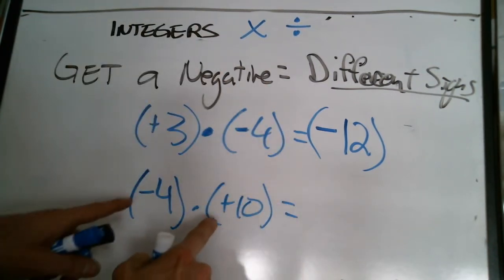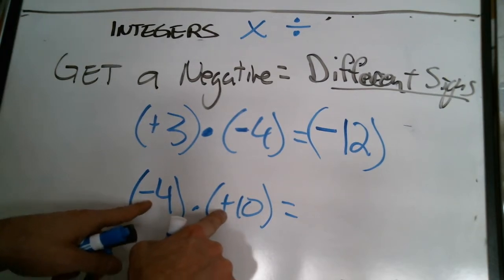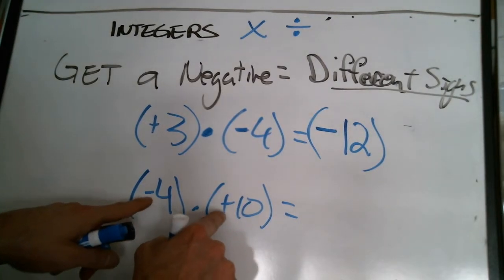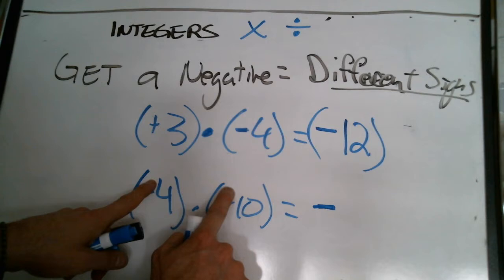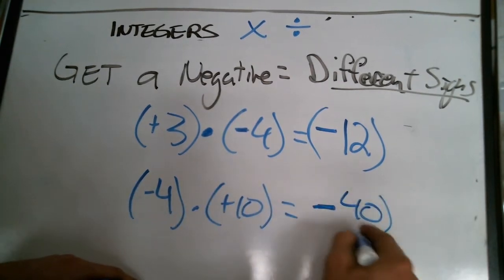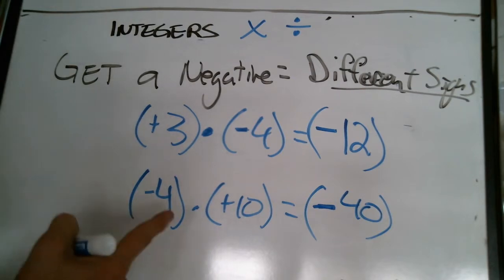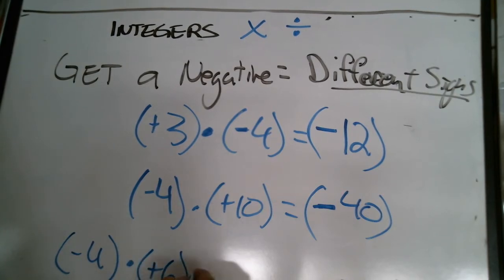2 steps. Number 1, look at the signs. Okay, integer laws come first. We always solve the hardest things to remember first. This is going to be different sign, negative. Now we do the multiplication. 4 times 10 is 40. Negative 40. Now, if we have an odd number of negatives, negative 4 times positive 6 times negative 3, it should be negative.